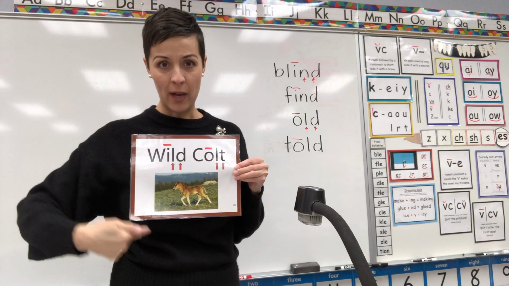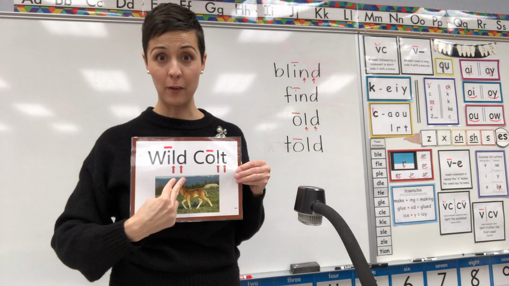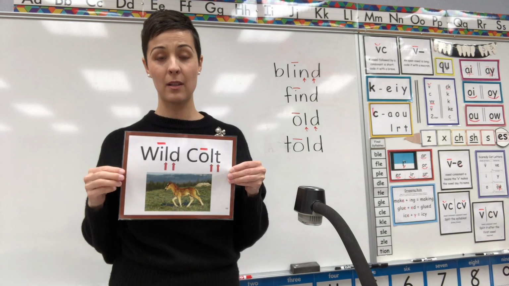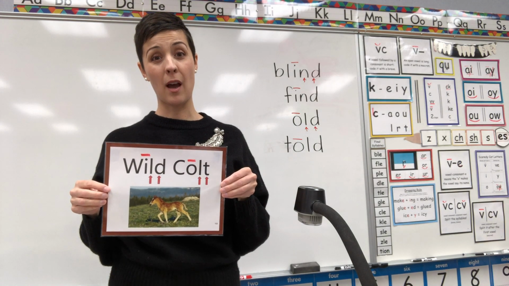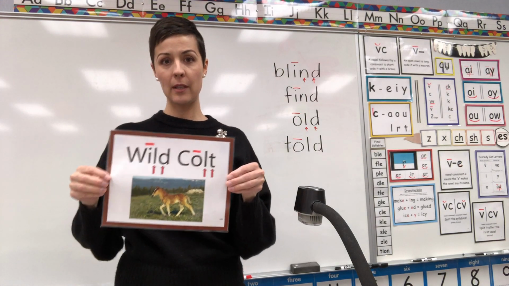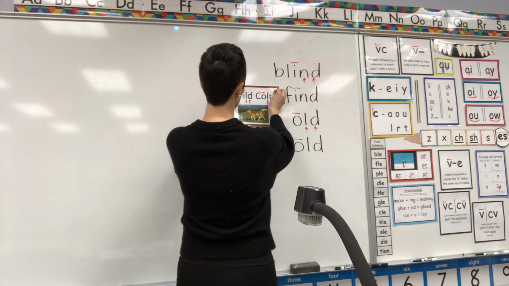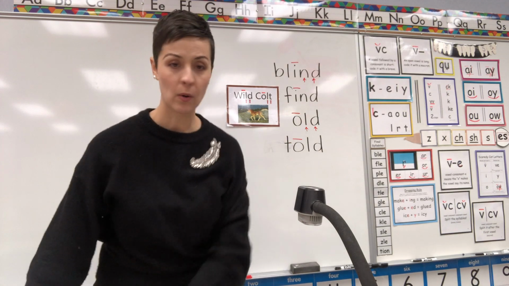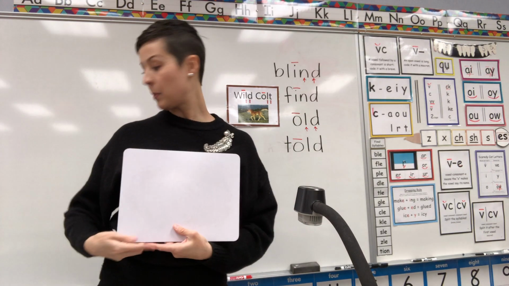So this is my wild colt sign to remind me that an I followed by 2 consonants and an O followed by 2 consonants often make the long sound, and we code them with a macron. So I'm going to keep this sign up just so we can see it, and let's do some practice with this. I think what I want you to do is get out your whiteboard if you have a whiteboard, and if not, you can just use a little piece of paper.